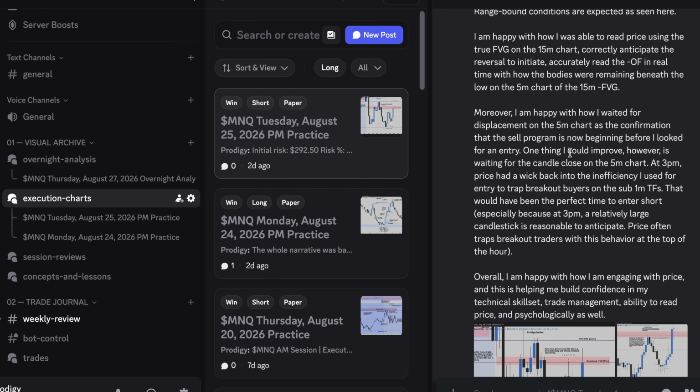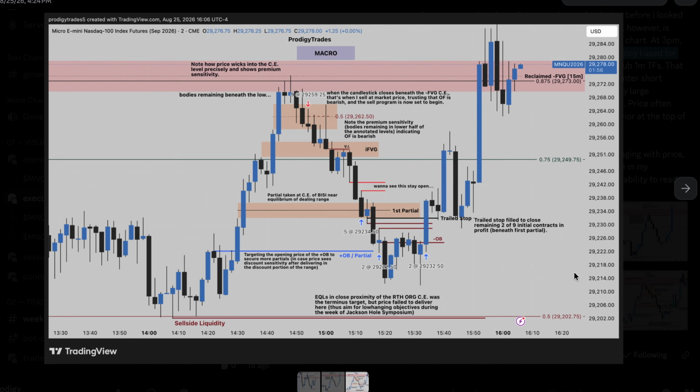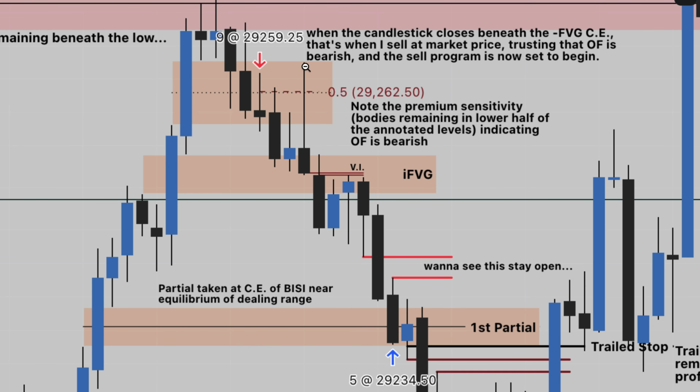In this case, I could have waited for the candle close on the 5-minute chart because at 3 p.m. price had a wick back into the inefficiency that I used for the entry. So what I'm referring to here is this large premium wick was formed at 3 p.m. I executed prior to the 5-minute candle close. So had I waited for 3 p.m. and the 5-minute candle closure, I would have still been filled on my order, and perhaps I could have gotten a better discounted entry as well in the upper half of the inversion fair value gap.